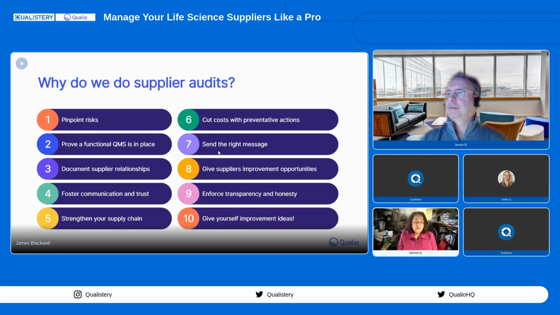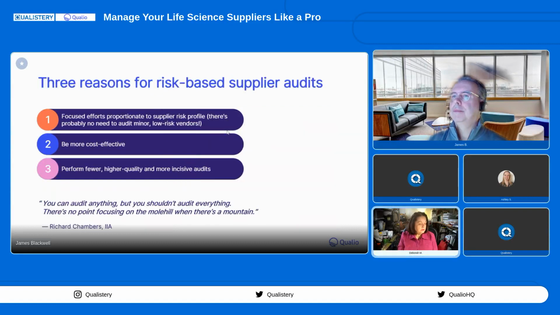So think of the relationship that you have to establish. You have to establish a good relationship when everything is going well, and a better relationship when you have to work on problems. So here's a laundry list of reasons to do a supplier audit. It's all part of your risk assessment when you determine the impact of the supplier or the vendor on your product. But you can see there at number 4, foster communication and trust is a big part of it. And okay, let's go on, and then I'll come back to another in-the-news example.